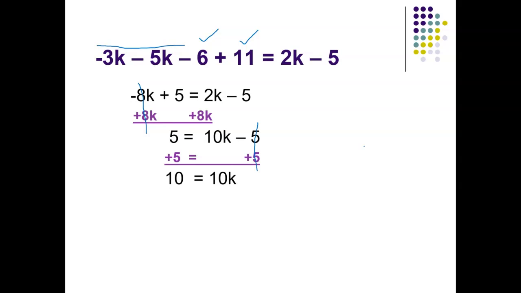So now we want k alone. Using the multiplicative property of equality, I'm going to divide both sides by 10. And that should give me k equals 1. So the final answer is k equals 1. In this lecture, I'm not checking, but if you want to check, you can put k equals 1 in the original equation to make sure both sides come out to be the same.